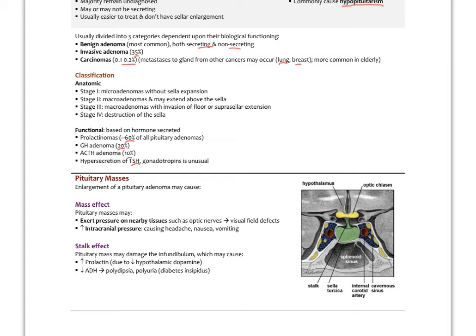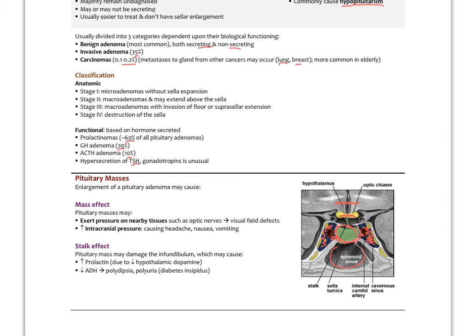The effects of the masses are going to be either one of two. One is called the mass effect, and that's going to be a direct pressure exerted on nearby tissue. So if you look at the sphenoid sinus here, let me put that in red. If you look at the sphenoid, here's the pituitary, here's the optic chiasm, here's the hypothalamus up here, here's the sphenoid sinus, here's the sella sitting in here. Notice that we, of course, have the cavernous sinus on either side here with a lot of cranial nerves going through here, which affect vision. So very large tumors can actually compress in on that.